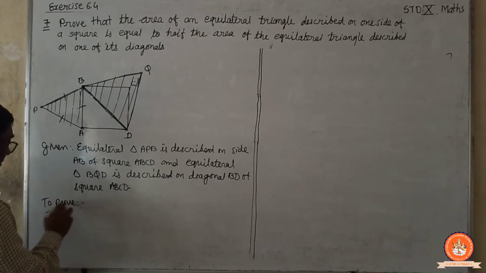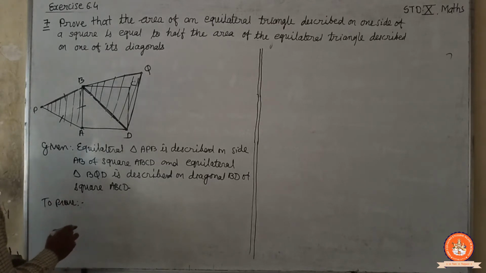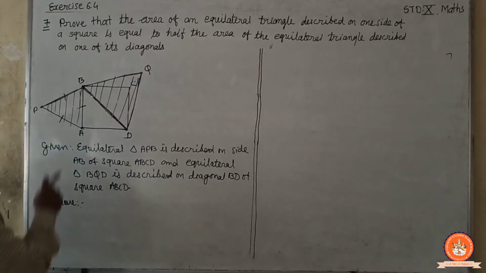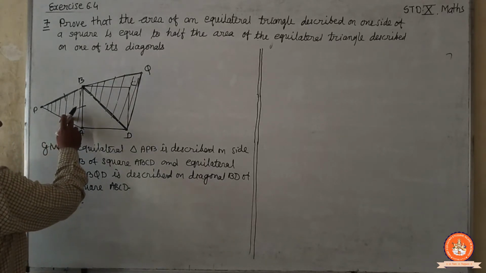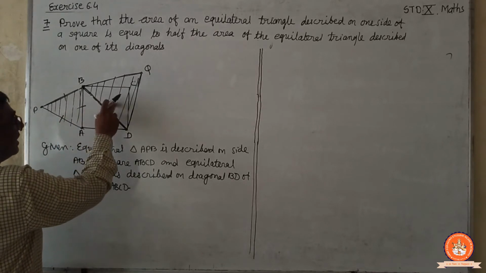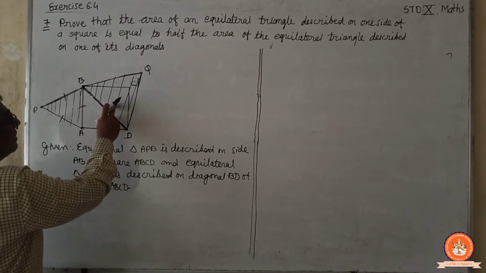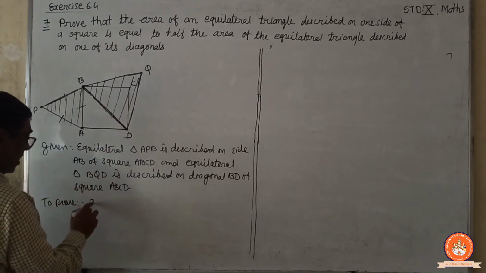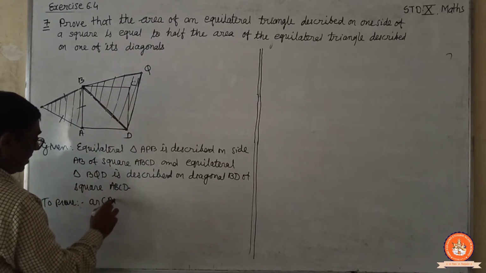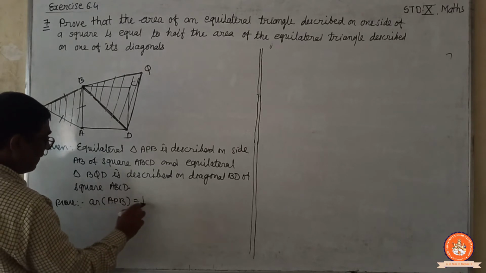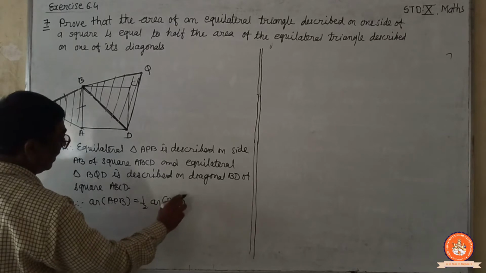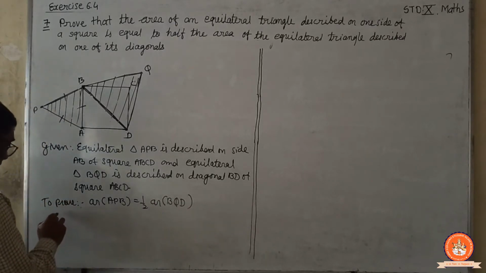We require to prove that the area of a triangle described on one side of a square is half the area of the equilateral triangle described on one of its diagonals. So area of APB is half the area of BQD. Okay, that we want to prove. Now proof.